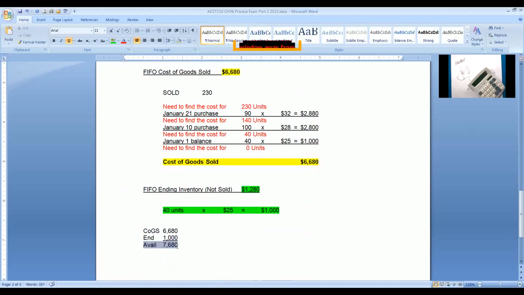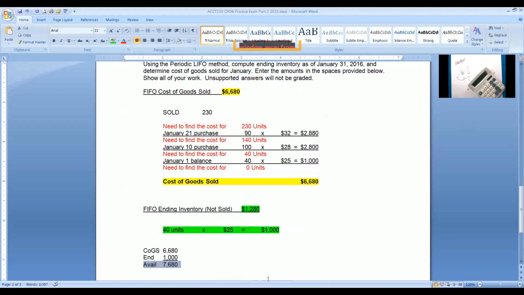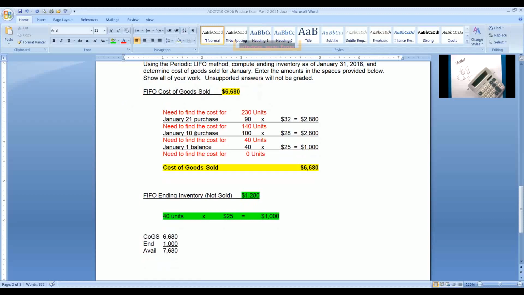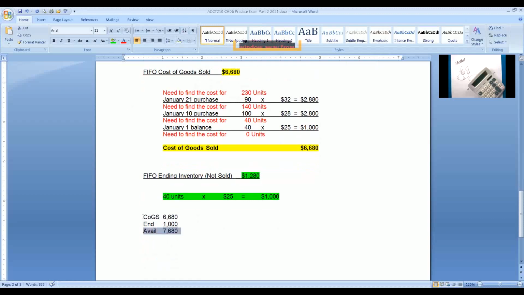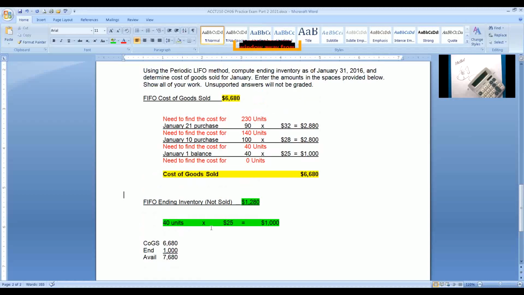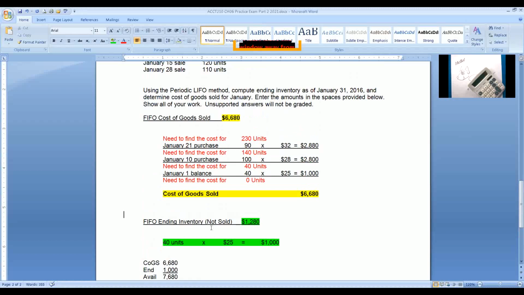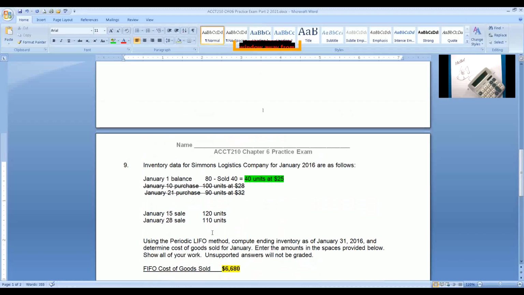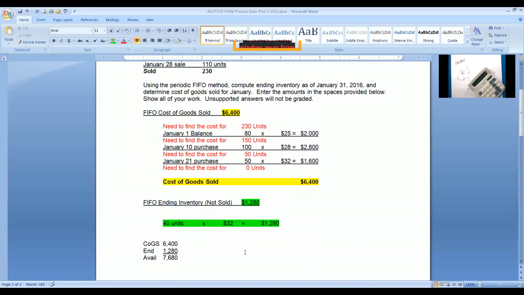Yeah, so you notice that the available will be the same for both of them. You're just splitting up what was sold and what was not sold. That's why they'll actually call this an allocation. They'll say, okay, this is actually allocating, of this 7,680, how much of it gets allocated to cost of goods sold, how much gets allocated to ending inventory. Question on that?